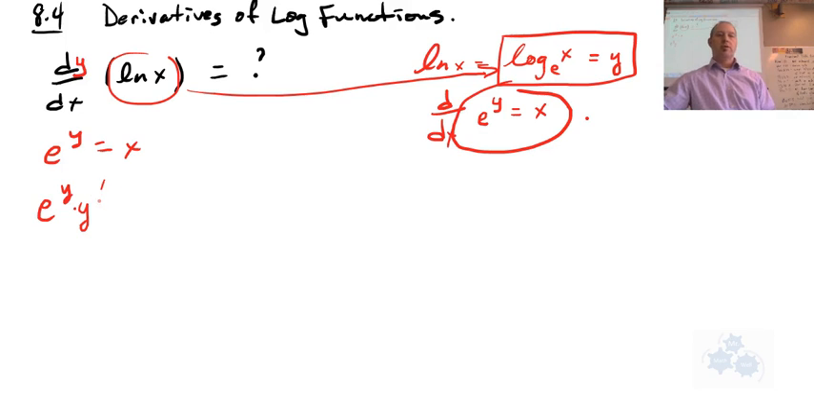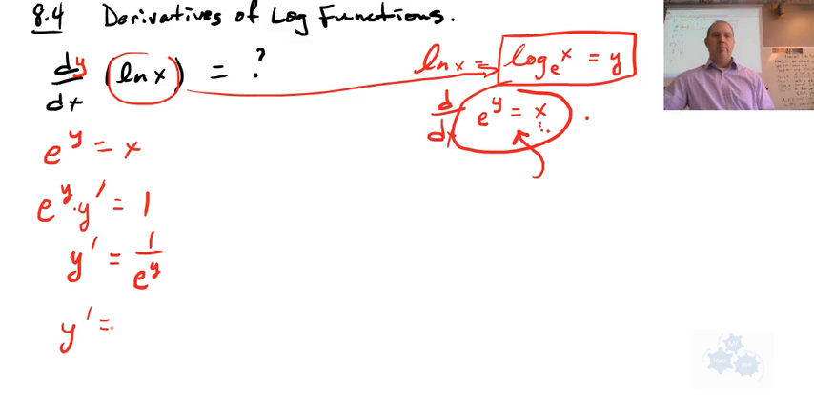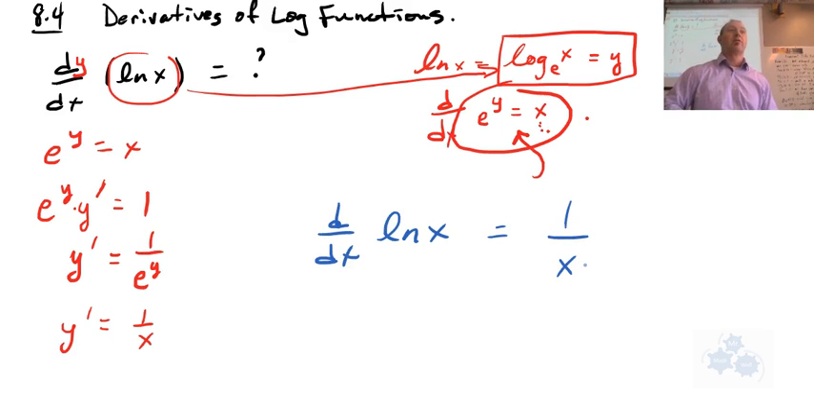I'm going to go to Newton notation here now, with just the prime instead of d over dx. What's the derivative of the other side? Because really we're doing implicit differentiation here. What's the derivative of x with respect to x? It is 1. So if we solve for y prime, or dy dx, we get 1 over e to the y. Well, what was e to the y over here? It's x, so y prime is 1 over x. Hence, the derivative of ln of x is simply 1 over x.